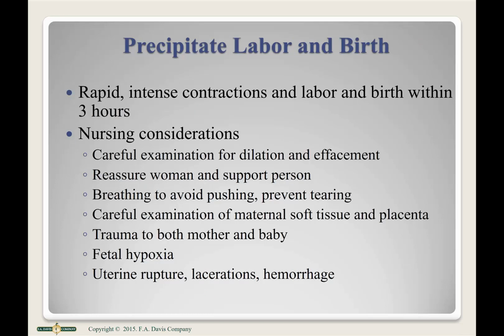Now, on the other side of the extreme is the precipitous labor and birth. A precipitous labor and birth is one that happens within 3 hours of it starting. And usually we actually time the 3 hours from the time they get to our facility. So rapid, intense contractions, and then birth a baby, whatever centimeters she started at, so 0 or 2 or 3 centimeters when she started having contractions, to complete and pushing the baby out within 3 hours.